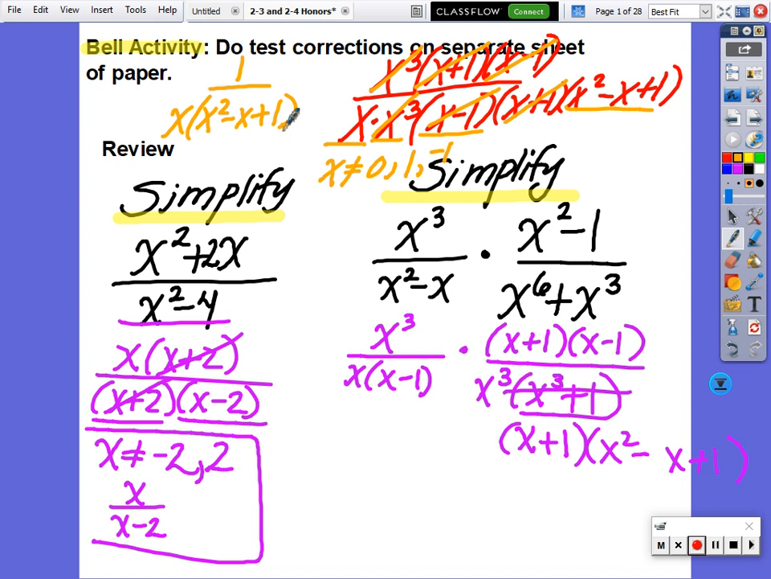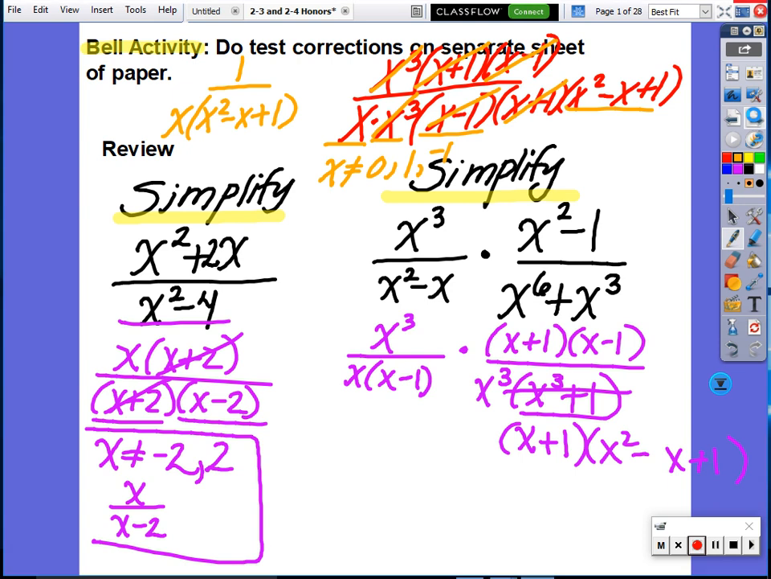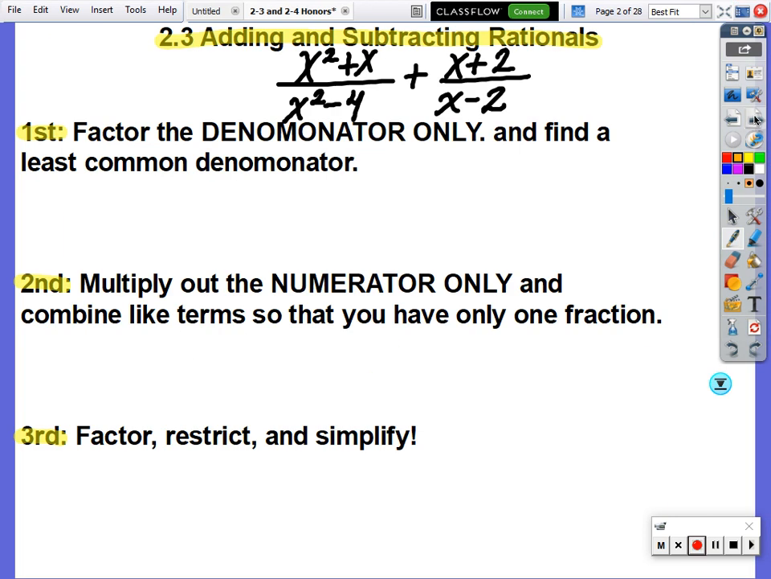Today we're now going to be adding and subtracting rationals. Now remember, when adding and subtracting fractions in general, we just have to get a common denominator. Okay, so guys, if I said to you 2/3 plus 4/5, you wouldn't be able to do it unless you had a common denominator. So we've got to get a common denominator on these. This is different than multiplication and division. So write down these steps.